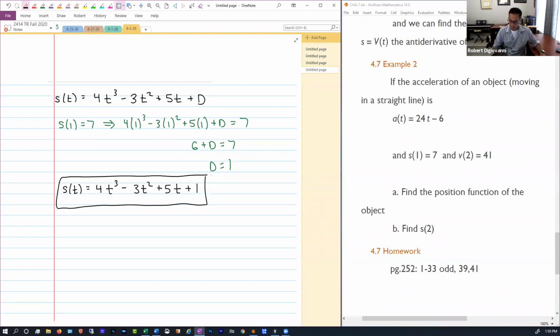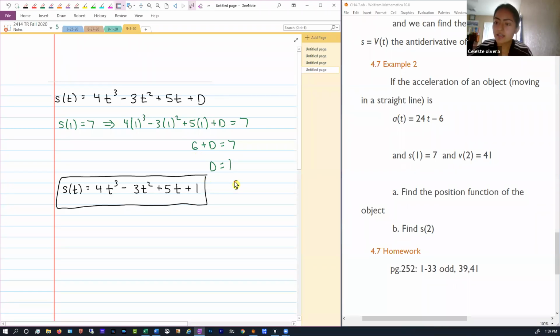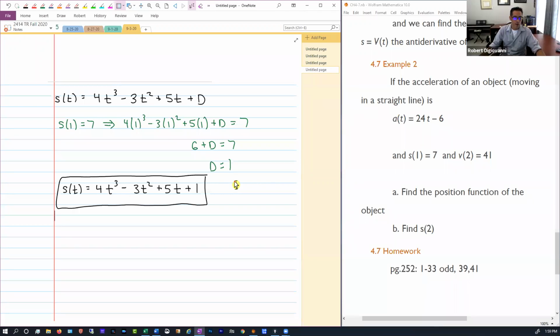Okay, I have a question. In quizzes or exams with those problems, are you going to give us those 2 points for the velocity and position? I have to, or else you can't do it.